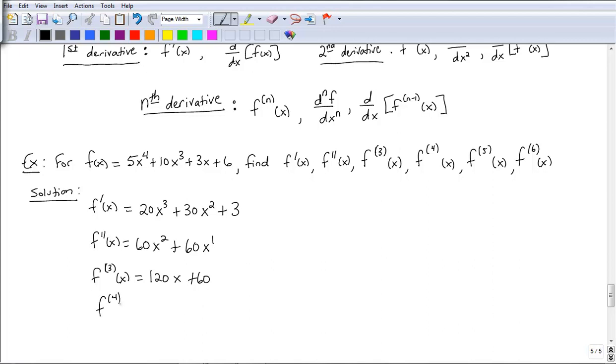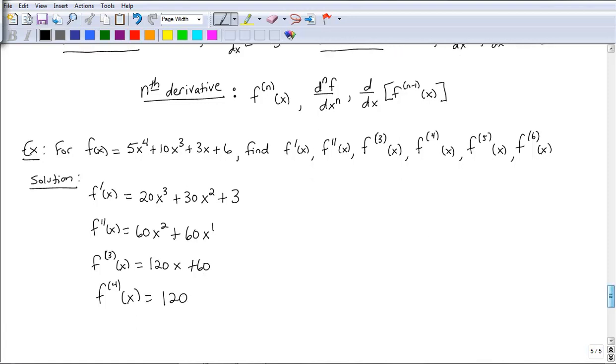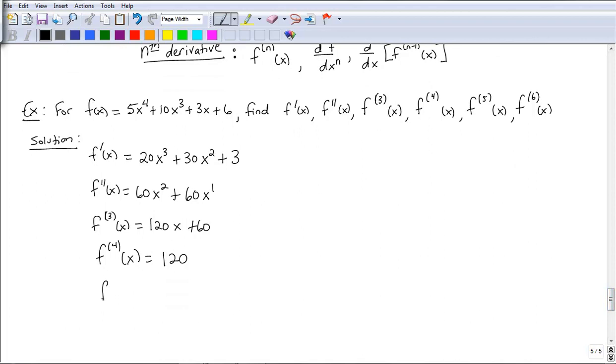The fourth derivative, take the derivative again. The derivative of 120x is 120. The derivative of 60 is 0. We can find the fifth derivative. That's the derivative of 120. Well, 120 is a constant. There's no letters by it. So the derivative of 120 is 0.